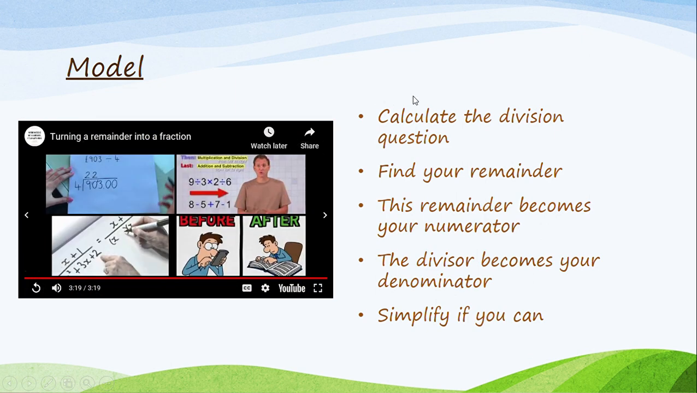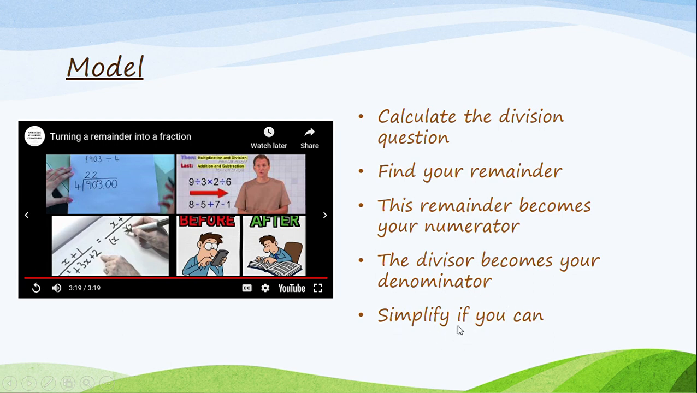Okay, so just to recap our steps to success for today. Firstly, we need to calculate the division question using your bus stop method. Then you will find that your answers have a remainder. When we're in year 6, we don't use this remainder and leave it on its own, we convert it into a fraction. This remainder then becomes your numerator of the fraction. The divisor, so the number you are dividing by, becomes your denominator of the fraction. And finally, simplify if you can.